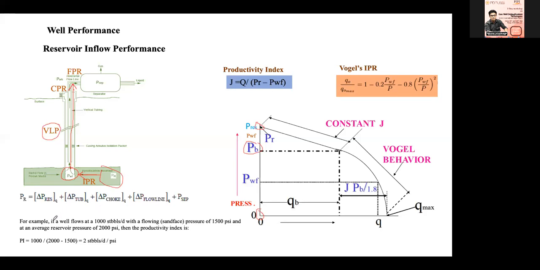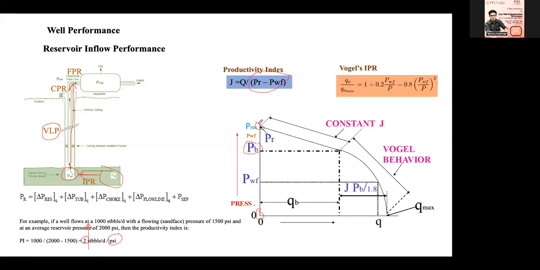For example, if your well flows at 1,000 barrels per day with a flowing pressure of 1,500 psi and an average reservoir pressure of 2,000 psi, your productivity index is calculated to be 2 barrels per day per psi. What does this indicate? It indicates that when you increase your drawdown by 1 psi, you are going to get a gain in production of 2 barrels per day. So based on this PI, you will be able to judge the drawdown as well as the flow rate.